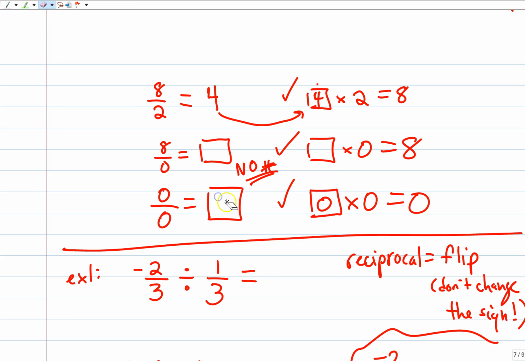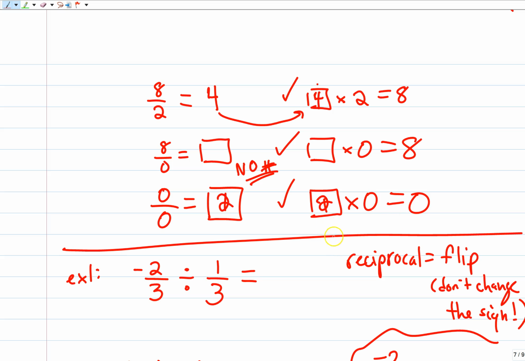What if I argued, and most generally what people will do is they'll say anything divided by itself is what? Does 1 still work here? Does 2 work here? That's where it gets weird. But doesn't it work? 2 times 0 is still 0. 3 works. 5 works. 20 works.